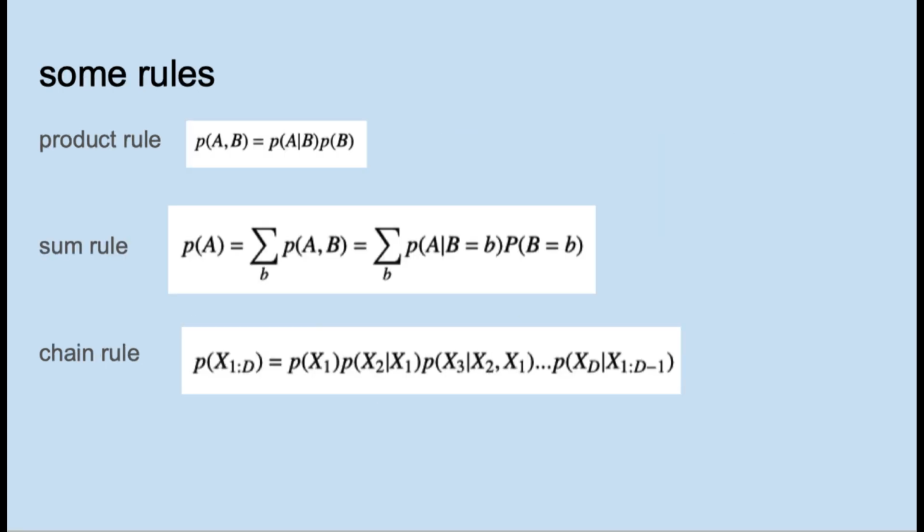Some basic rules of probabilities let us compute unknown probabilities from known probabilities. The product rule lets us compute the joint probability if we know the conditional probability of A given B and the probability of B. The sum rule lets us compute the probability of a variable if we know the joint probability of A over all probabilities of B. The chain rule lets us calculate any number of joint variables using conditional probabilities.